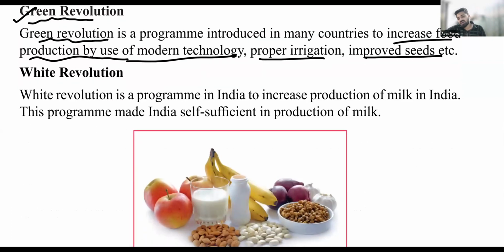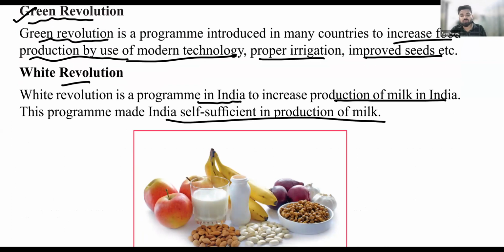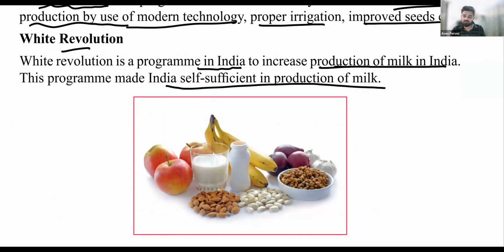Understood. Similarly, white revolution is for milk and eggs, and silver revolution for it. White revolution is a program generally done in India to increase the production of milk. This program made India self-sufficient in production of milk. So write it: white revolution is related to production of milk in India. Okay, got it? Yes, sir.